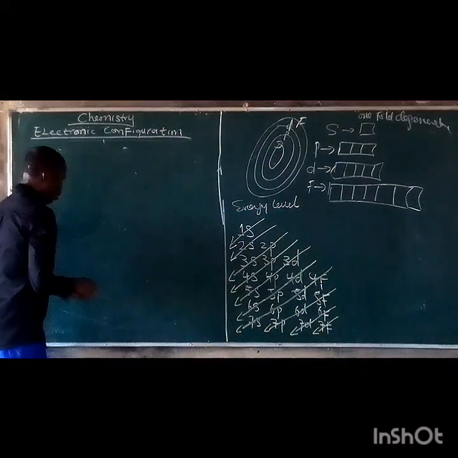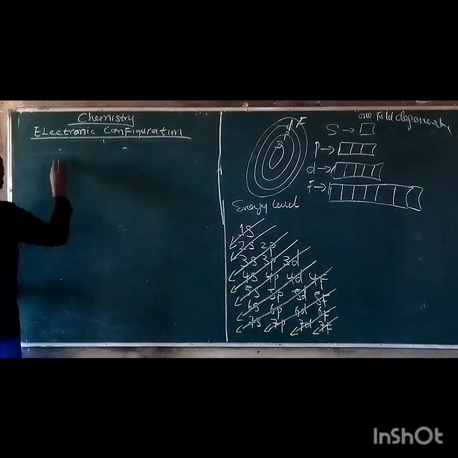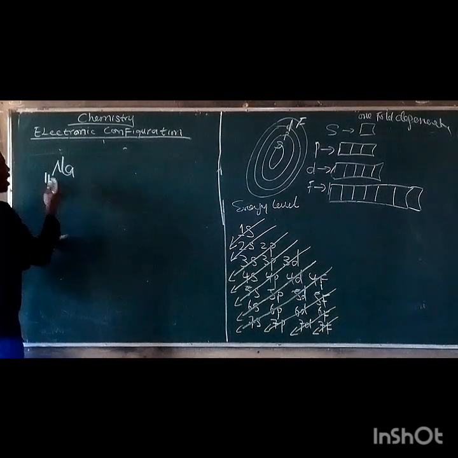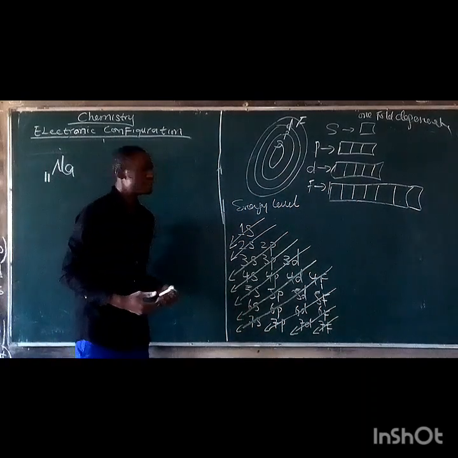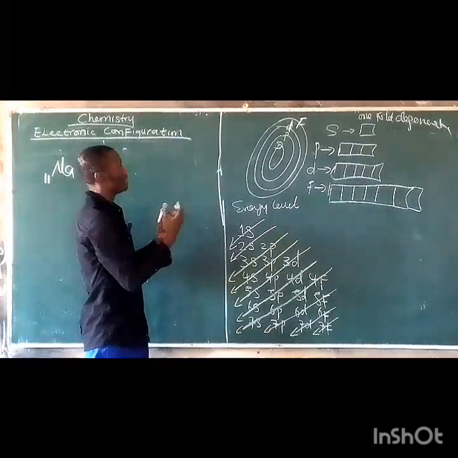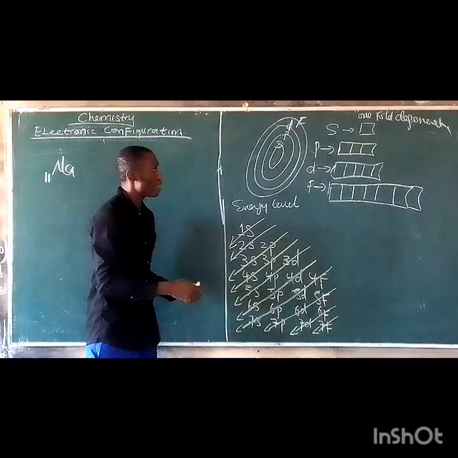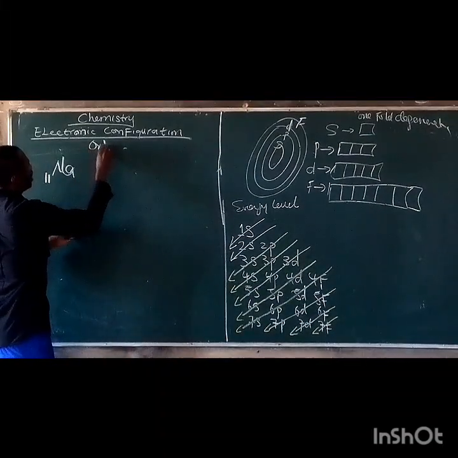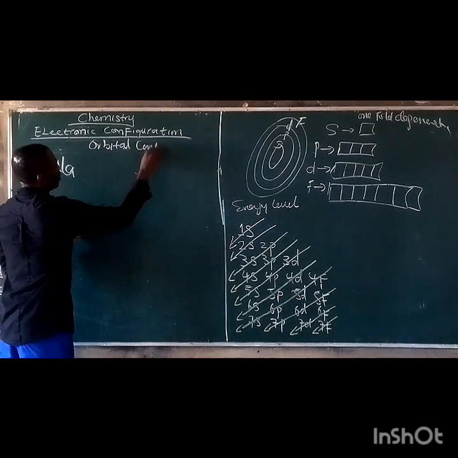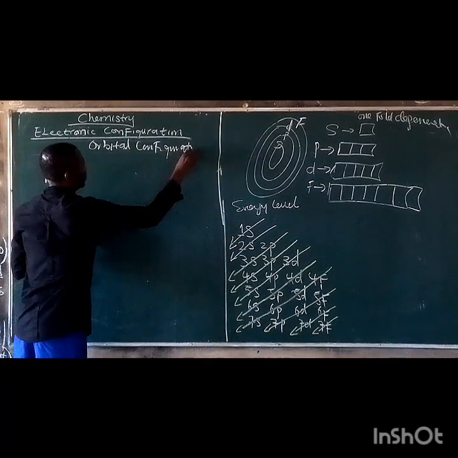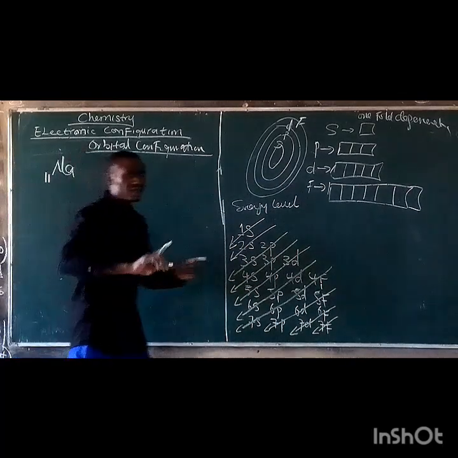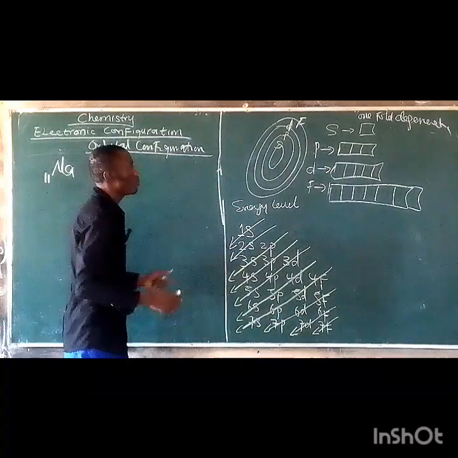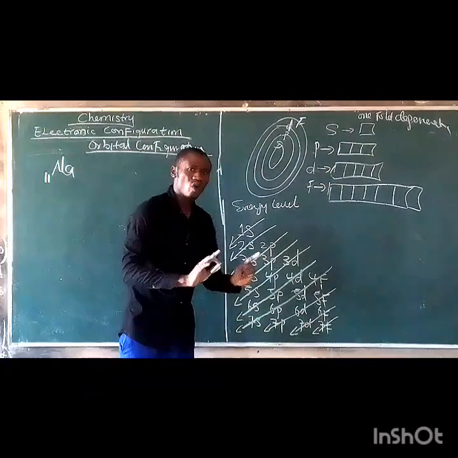Now, having that knowledge, what if you are asked the electronic configuration of sodium? Let's take sodium. Sodium has atomic number 11. Now, this is the orbital configuration. I've discussed the structural configuration; this one we are discussing now is the orbital configuration. Hope you didn't forget that. The first one we did was the structural configuration, and this is the orbital configuration, or the SPDF configuration.